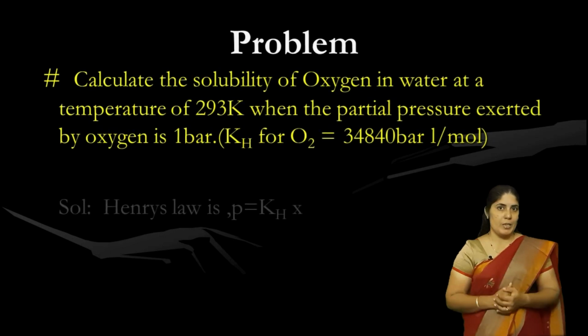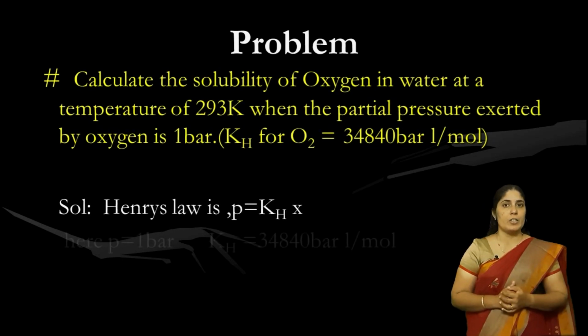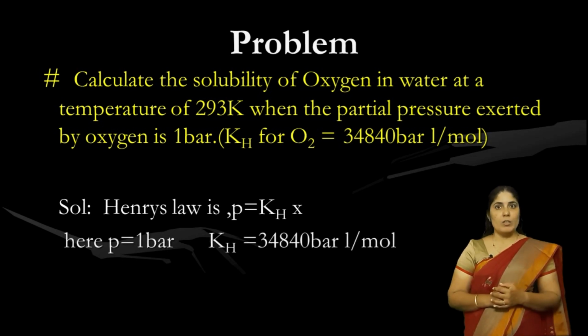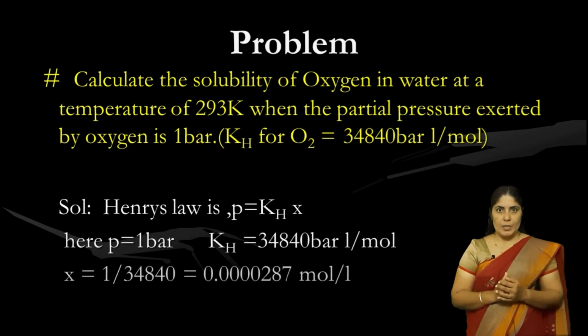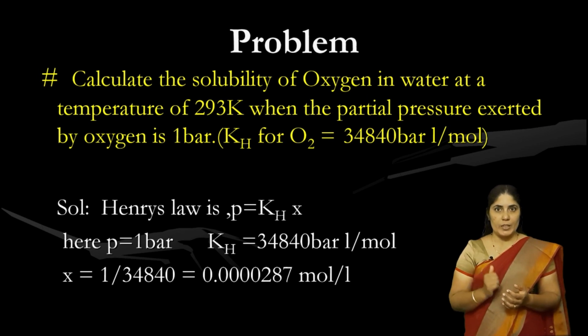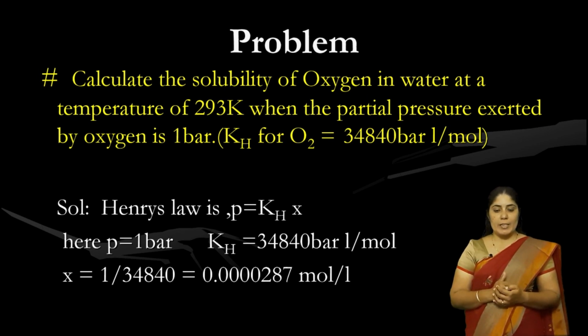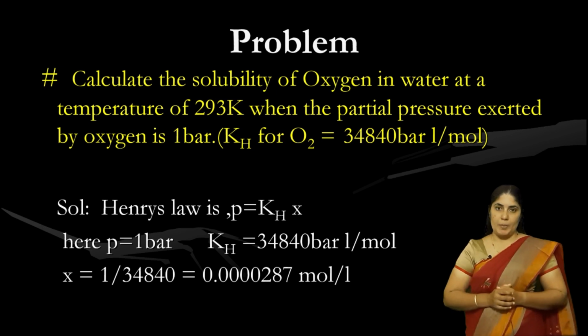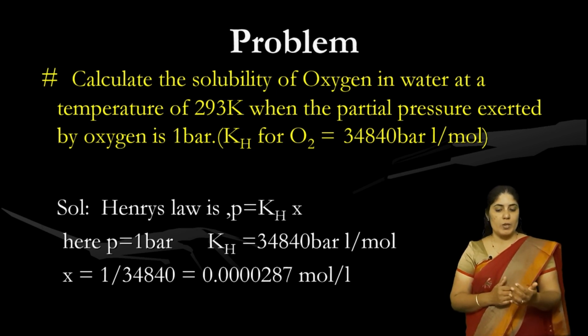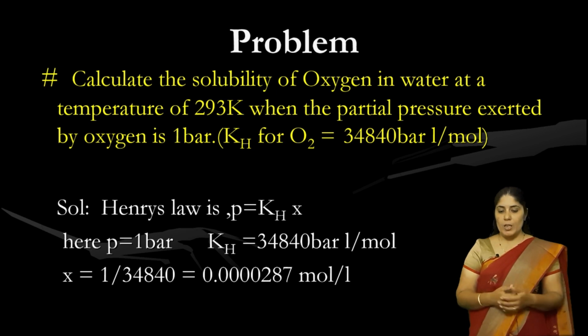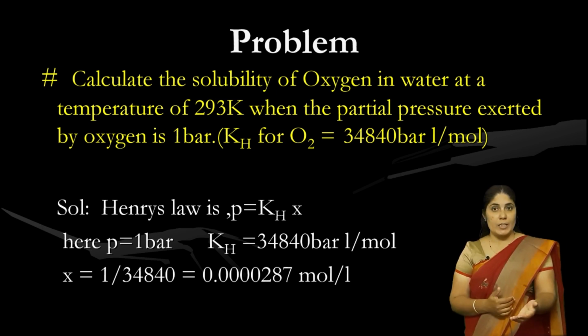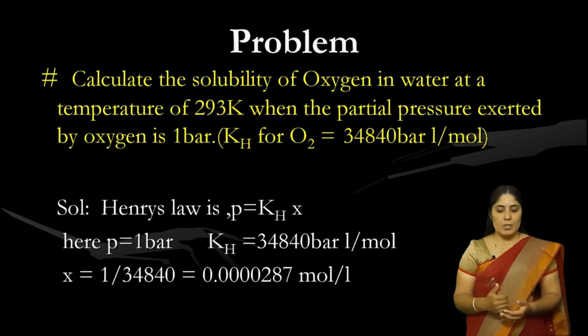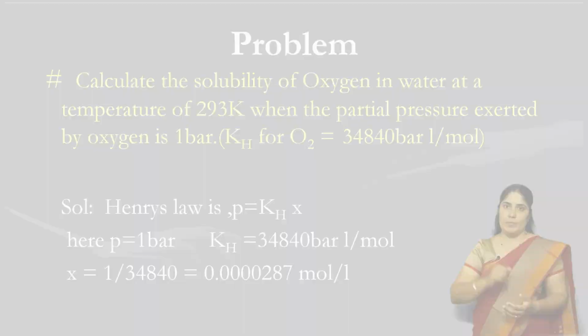Let's do a problem based on Henry's law, which will be the last of the session. Calculate the solubility of oxygen in water at a temperature of 293 Kelvin, when the partial pressure exerted by oxygen is 1 bar. Henry's constant for oxygen at 293 Kelvin is already provided there. So you can simply do the problem by taking the direct equation of Henry's law, P is equal to Kh into mole fraction. Substituting the given quantities, we can easily get the solubility as given there.